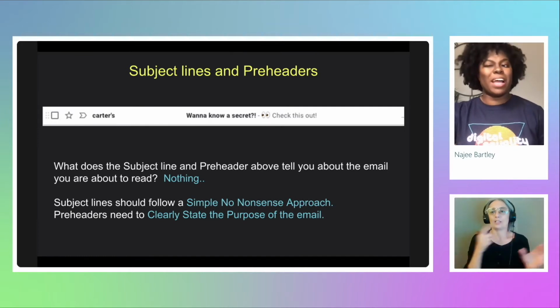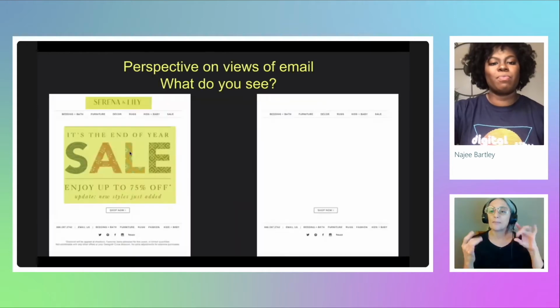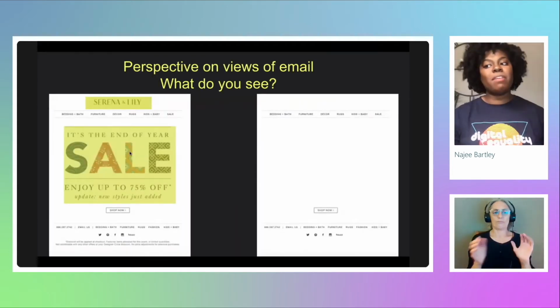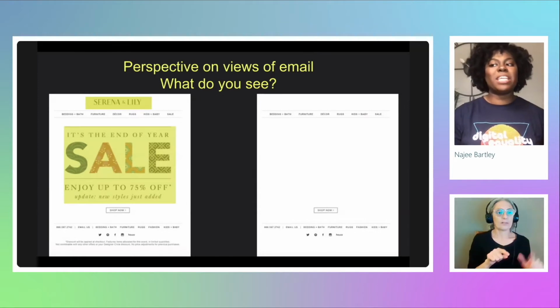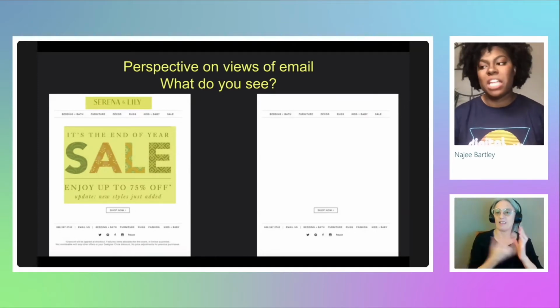So here we go. I got a question, and I want some people to give me some feedback on this next one. You ready? Take a look at these two images. The one on the left has alt tags and the images highlighted. I highlighted them for you. And the one on the right does not.